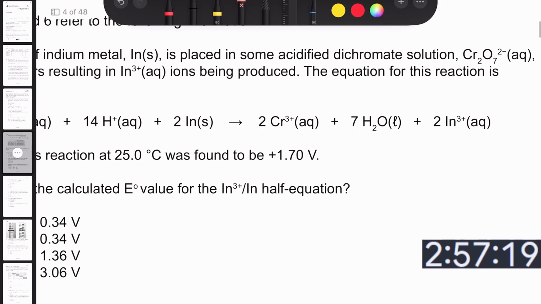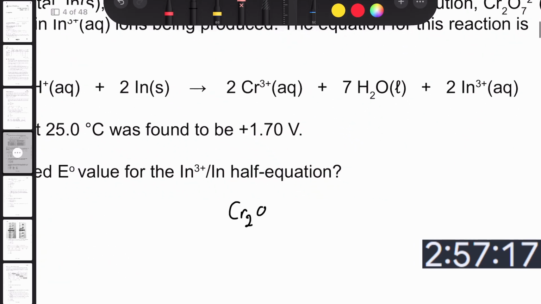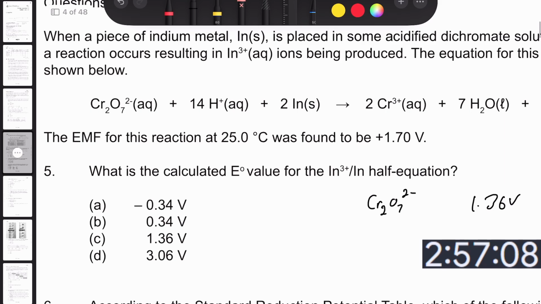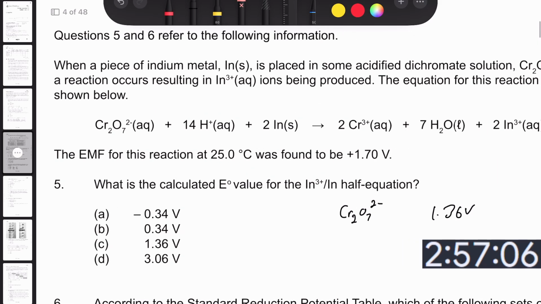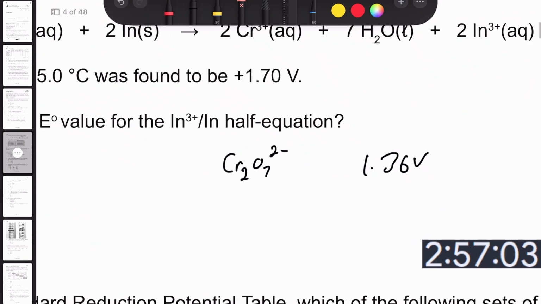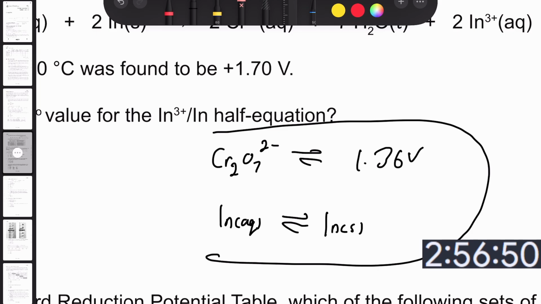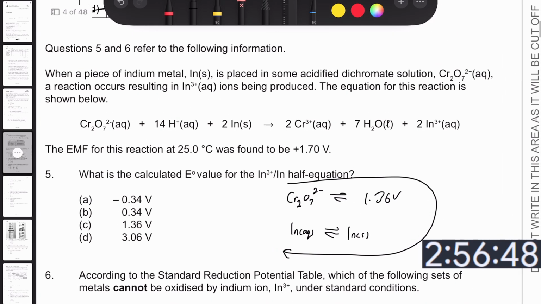So Cr2O7 2- has a 1.36 voltage. And indium solid. So then indium solid must be here. And it must be becoming aqueous going this way. And using a clockwise rule, it's going to be going this way if it's spontaneous.